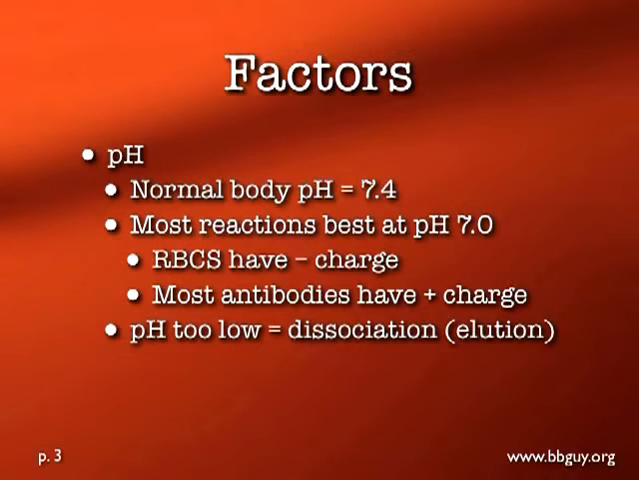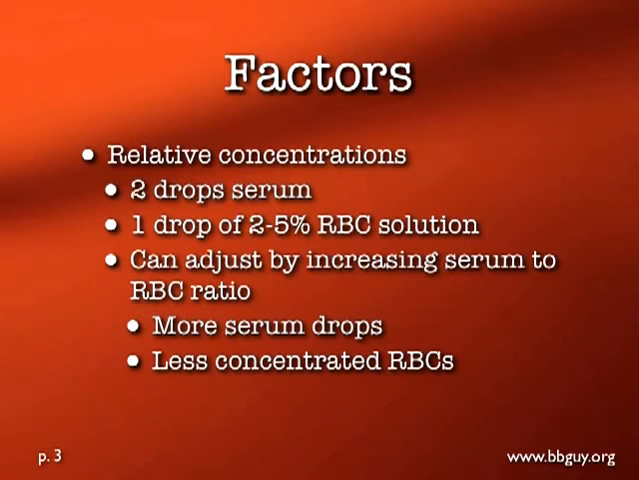Now on to pH. Obviously you know the normal body pH is about 7.4, but most of the reactions that we do in the laboratory react best at a pH of 7.0. 7.0 gives you a net negative charge to the red cells, and most of the antibodies present have a positive charge, so you have a natural attraction there. If you go too far down with the pH, you'll actually lead to dissociation of a lot of antibodies. Not all. There are certain IgM antibodies, such as anti-M, that like to be lower, but basically that's one of the ways that we can elute antibodies off the surface of the red cells, by dropping the pH to a lower point.